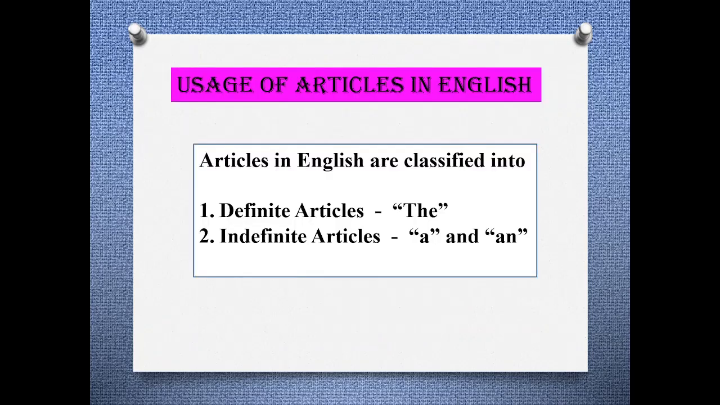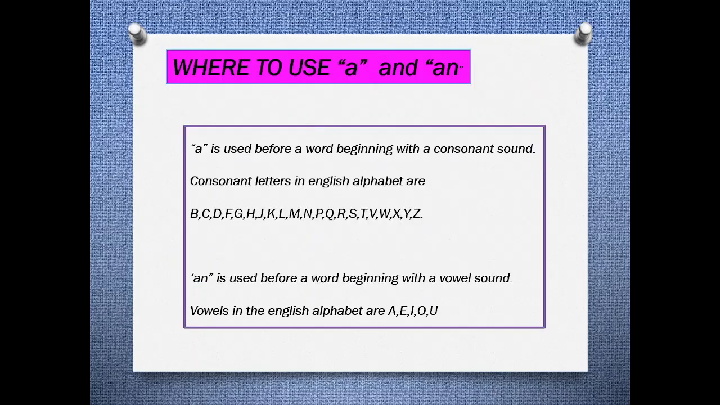So now let's look at how these articles in English are classified. It is basically classified into two different categories. One is the definite article "the" and the indefinite articles "a" and "an". So now let's discuss where you have to use a and an.